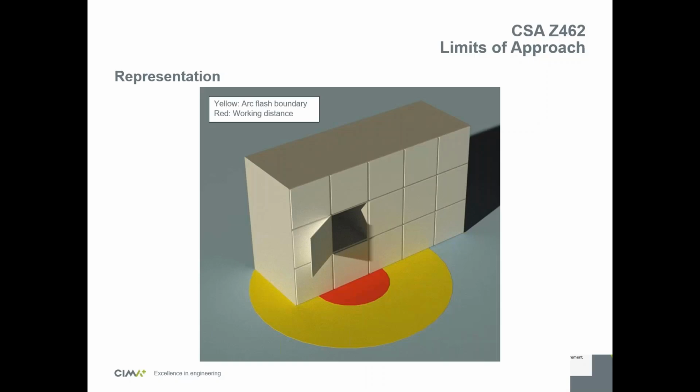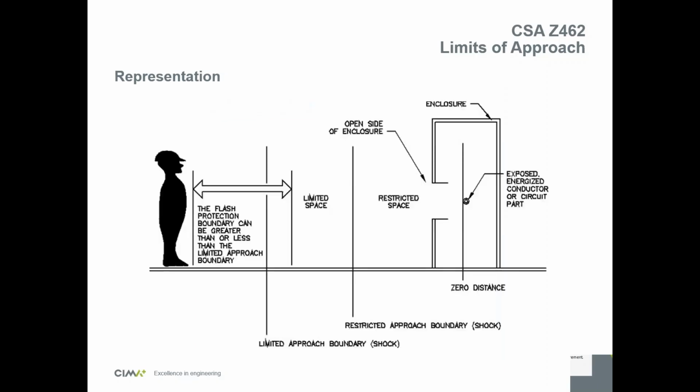So this is a 3D image we've made to show what is represented by the working distance and the arc flash boundary. You can see, for example, this is one cell of switchgear that's open. The working distance is the red circle, and the yellow circle is the arc flash boundary. Remind yourself, what's on the label is the incident energy at the working distance, and the arc flash boundary is the distance at which you need to go back for the energy to drop to 1.2 cals.